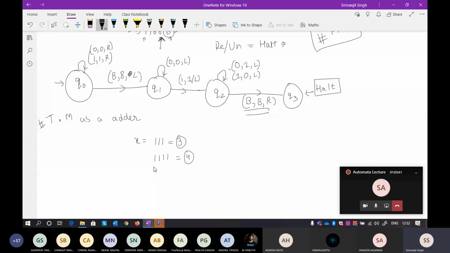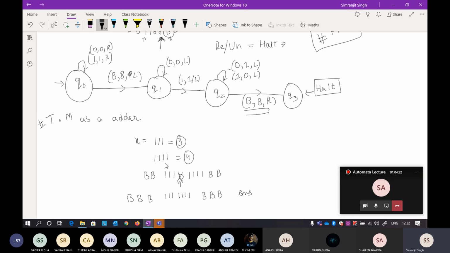Now suppose there is an input like this: blank blank, then 1 1 1, then a 0, and then 1 1 1 1, and then again a 0. It is separated by a 0. I want to completely eliminate this 0, and the answer should be like this: 1 1 1 and 1 1 1 1 combined together. So on the tape it should be like this. That will be your next problem that I will discuss.